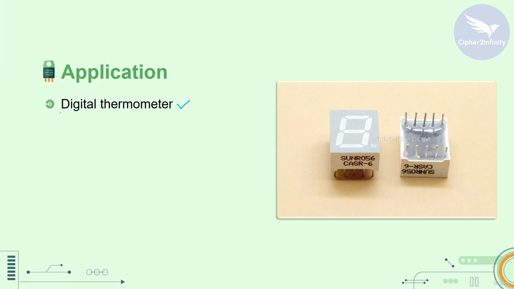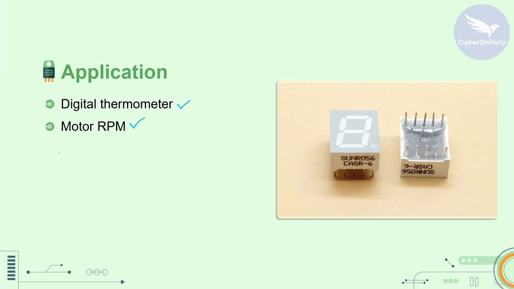Then the next application is motor RPM. For example, if you want to display the RPM of a motor, RPM stands for rotations per minute, then again you can use this 7-segment LED display. And in this application, you will need multiple displays.